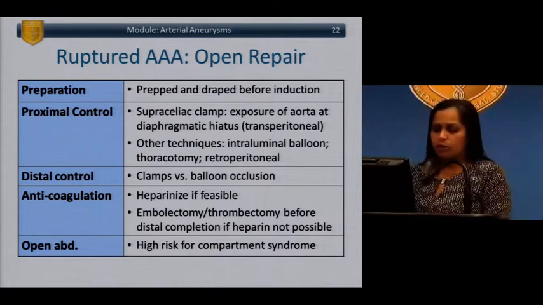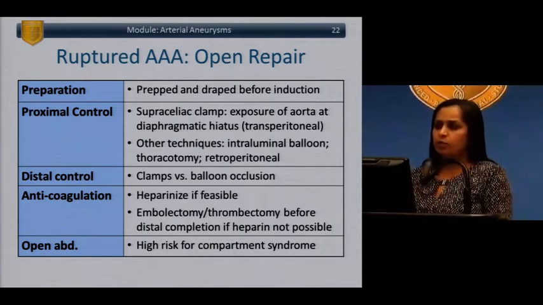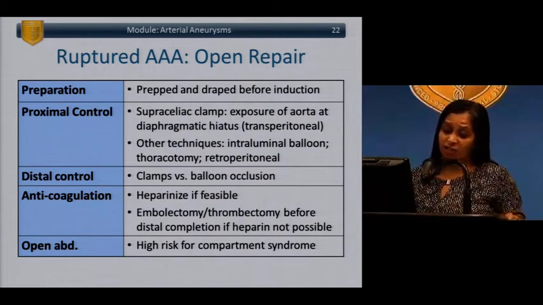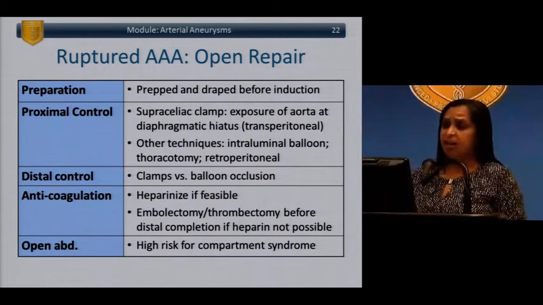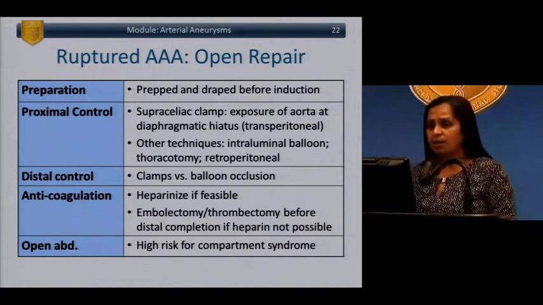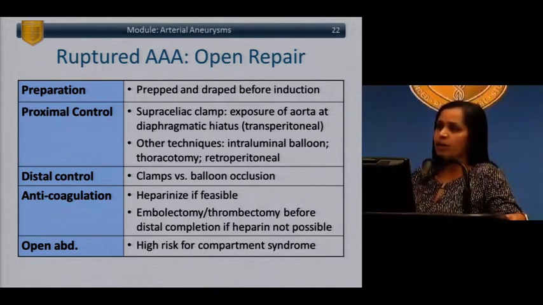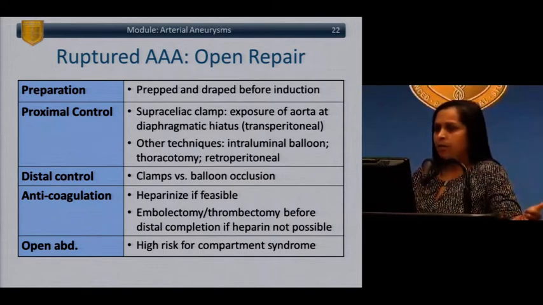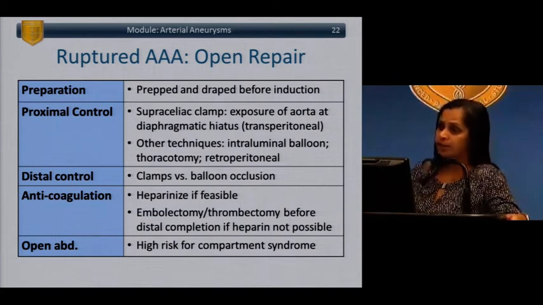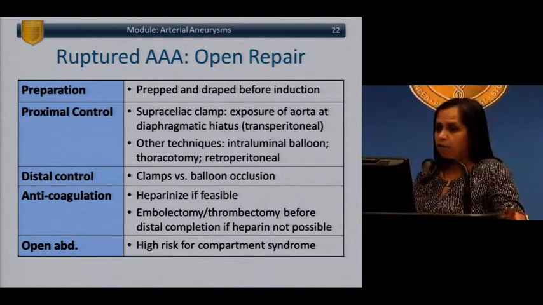So in terms of open repair, many of these ruptured aneurysms in larger institutions are now managed endovascularly. But open repair is sort of a classic boards question they ask about when you're doing a ruptured aneurysm repair. The principles are you want to prep and drape the patient before you induce anesthesia because the anesthetic itself can make them severely hypotensive and crash hemodynamically.